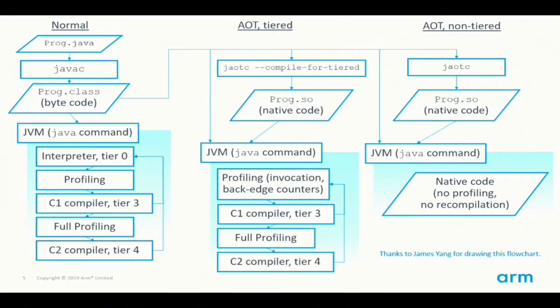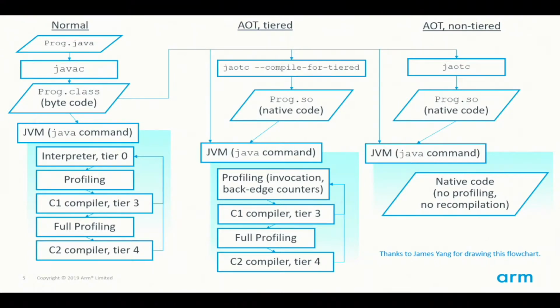And there are 2 ways, as you can see on this picture, there are 2 different ways you can run JAOTC. One is with this command line switch called compile for tiered, and the other is without. If you do use the compile for tiered switch, then the .so that gets generated along with the original bytecode will go into the hotspot mechanism, and even though it can run native code right from the start, it can still optimize it even further using the hotspot mechanism. So you get the best of both worlds, so to speak, that way, right? Because it's running native code right out of the chute, but it can also become more and more optimal as it keeps going.